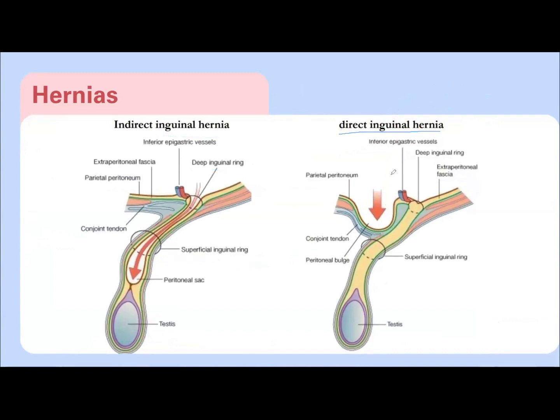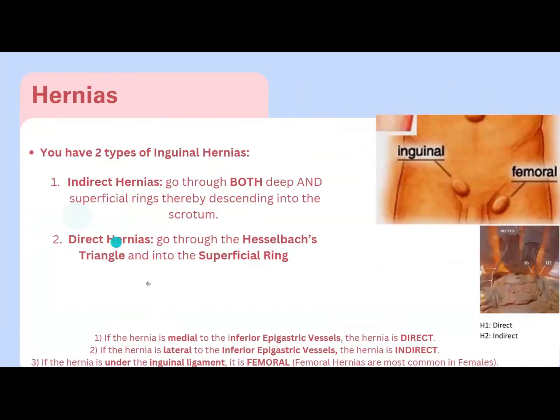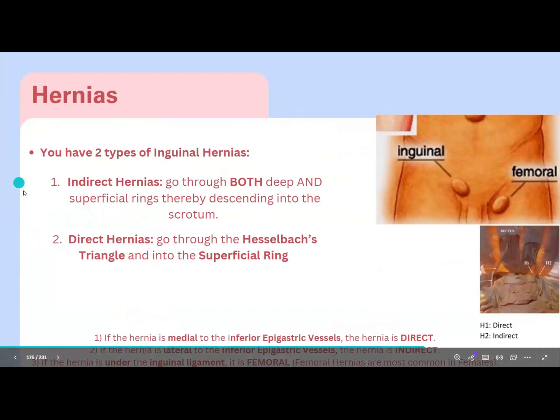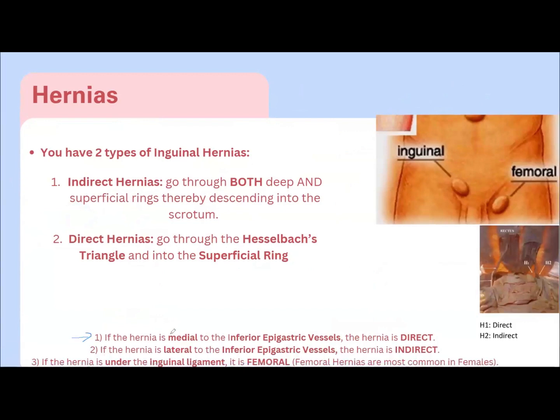A direct inguinal hernia will not go through the deep inguinal ring; it will go through the Hesselbach triangle and then through the superficial inguinal ring. Now there's a really important keynote that you need to understand. If the hernia is medial to the inferior epigastric vessels, the hernia is direct. If it is lateral, the hernia is indirect.